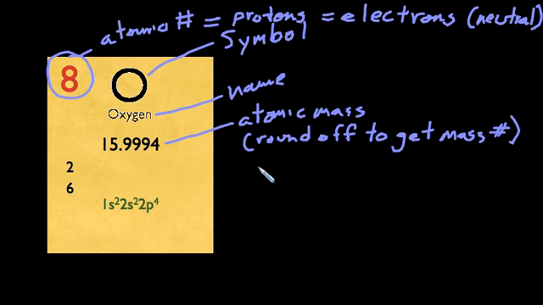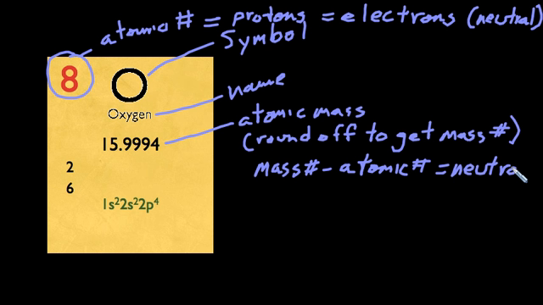We'll throw in another rule along with the mass number. Mass number minus atomic number, let's fix that. There we go. Equals neutrons. So if you want to figure out the neutrons, subtract this rounded off, subtract this from this rounded off.